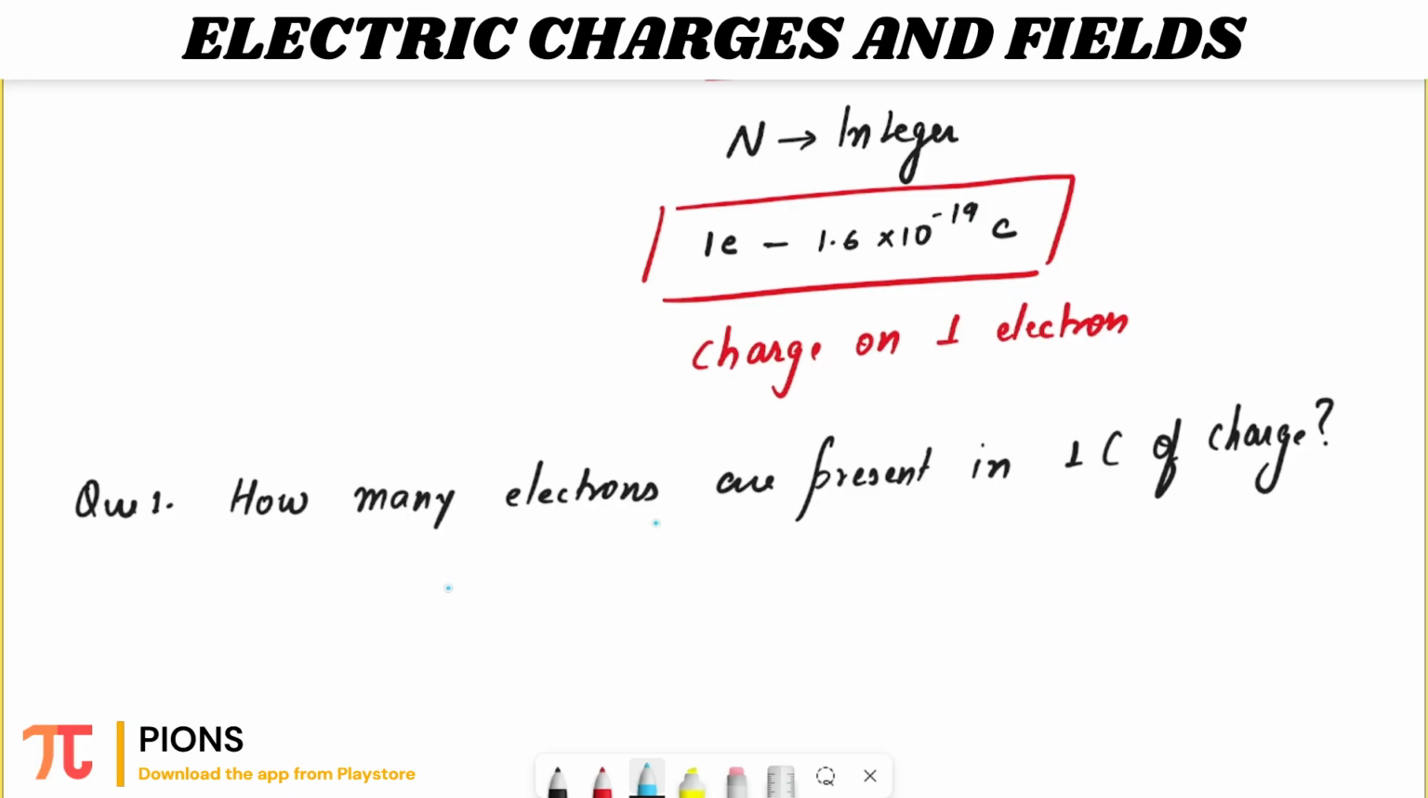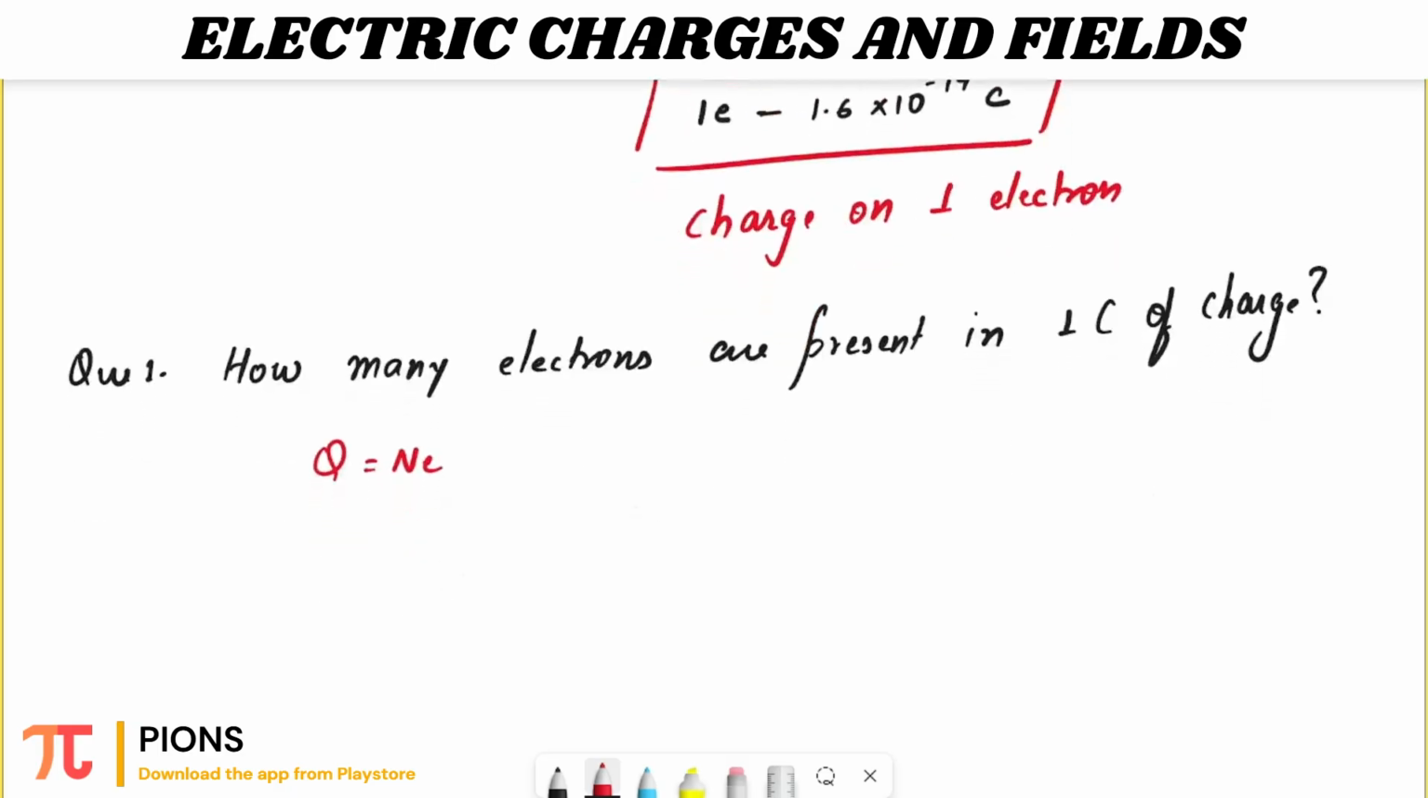For that, we will make use of this formula. The formula says the total charge Q equals N e. In the question, Q is given as 1 coulomb. And e is nothing but 1.6 × 10^-19 coulombs. What they are asking is the value of N.